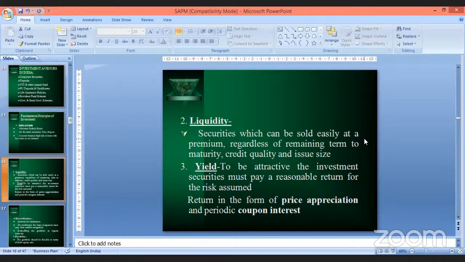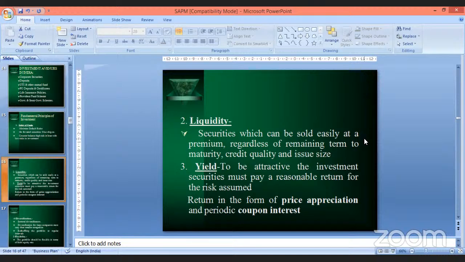What is price appreciation? Please remember, price appreciation means capital gain. Let's say you are holding a particular equity share at a price of 10 rupees, and you sell it at a price of 20 rupees. What is the amount of gain here? Today you are holding at 10 rupees, and after 7 days you sell it at 20 rupees. The gain is 10 rupees. This happens due to price appreciation of the stock.